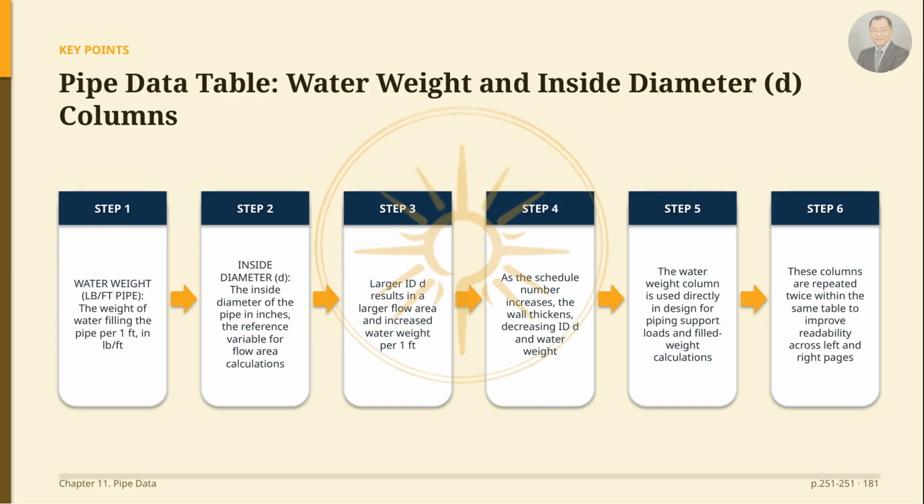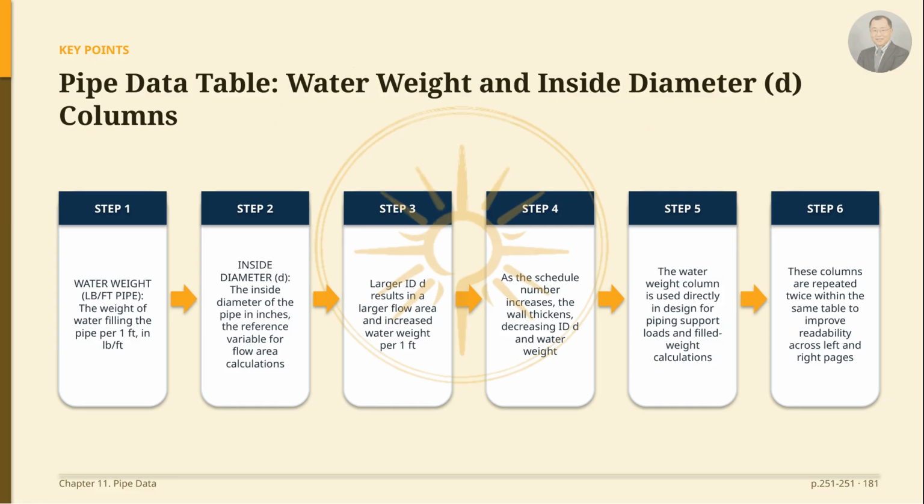This d value is a key variable that serves as the basis for calculating the flow area. The larger the inside diameter d, the wider the flow area and consequently, the greater the weight of water contained per foot. Conversely, as the schedule number increases, the wall becomes thicker, the inside diameter d decreases, and the water weight also decreases. This water weight value is used directly in design when calculating the load for supporting the piping or calculating the weight in a water-filled state.